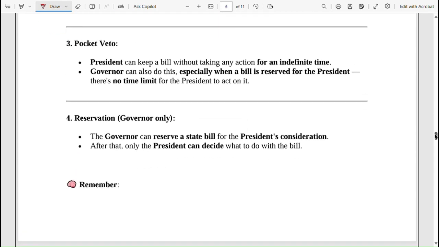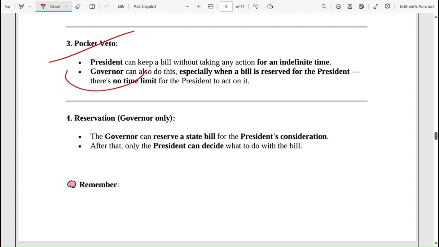Now, what is pocket veto? Here, the president can keep a bill without taking any action for an indefinite time. So in pocket veto, what happens is, imagine the government passes a bill, and the president is confused whether to say yes or no. For that he will use a pocket veto, where he will not say yes as well as no. So here it is not even terminated, but he will suspend it for a short period of time, or else it can continue for an indefinite time.